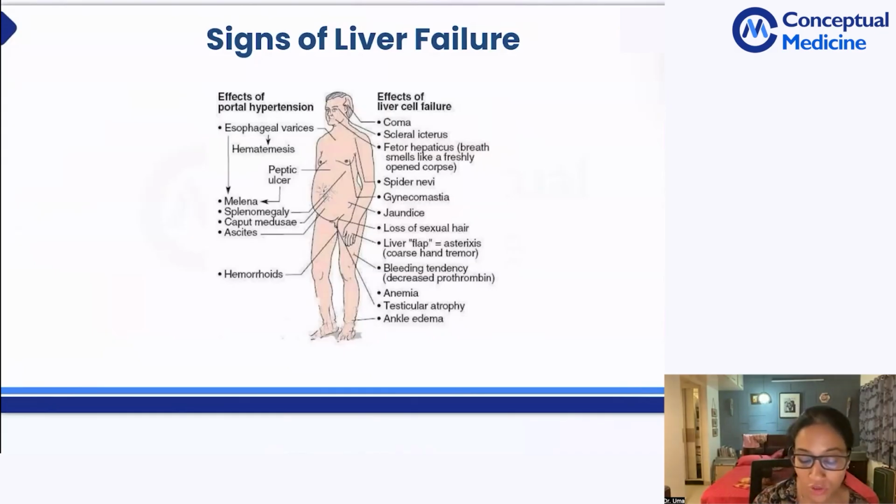Otherwise, if you do a head-to-toe examination, what are the different things you have to look for? First, you have the effects of portal hypertension in the form of esophageal varices, ascites, and splenomegaly. Those are the predominant features. Then liver cell failure, you have icterus. Going from head to above, the first thing is hepatic encephalopathy.